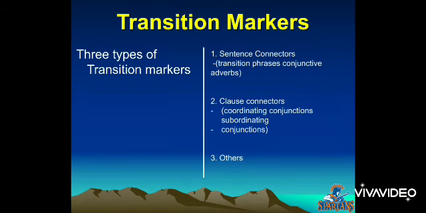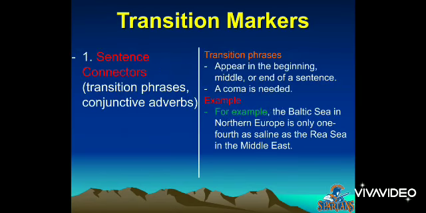Transition markers can be classified into three categories: sentence connectors, clause connectors, and others. The first category, sentence connectors. This includes transition words and conjunctive adverbs. Transition phrases appear in the beginning, middle, or end of a sentence. In this case, a comma is needed. Look at the example below.